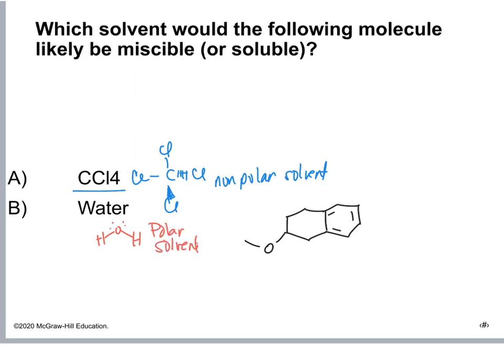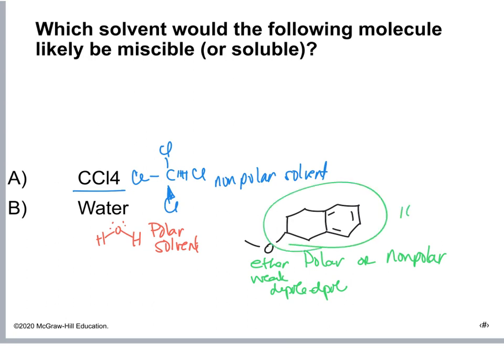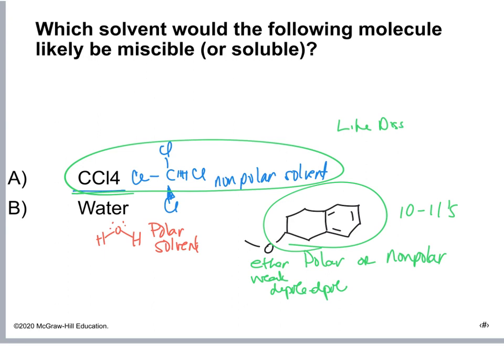So now you've got to look at your molecule and say, is this polar or nonpolar? Well, it is an ether that has a weak dipole, and then it has like 10 to 11 carbons. So I would go with carbon tetrachloride. Like dissolves like, and this nonpolar molecule would be more soluble in the nonpolar solvent. And that wraps up this chapter.